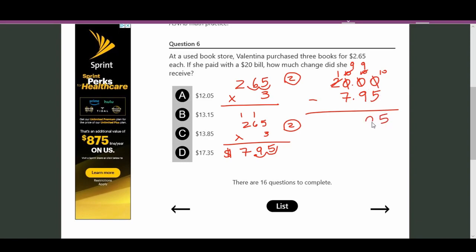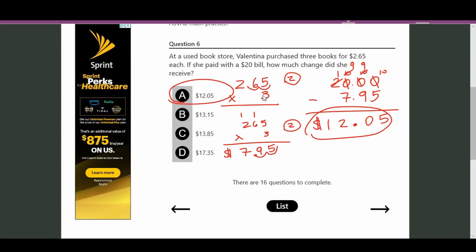9 minus 9, 0. Drop your decimal place as it's lined up. 9 minus 7, 2. 1 minus nothing, 1. So in this case, the 3 books were purchased for a total of $7.95, excluding tax, of course. And if she gave him a 20, that would be 20 minus $7.95, which means she should get $12.05 in change in return. So that's that one.